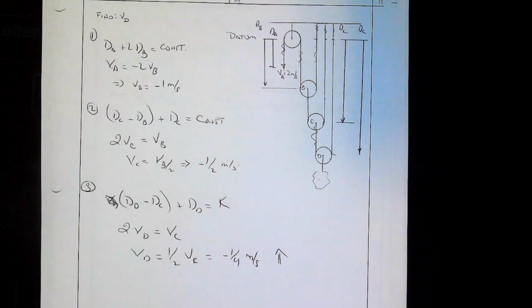2dC, because there's one here and one there, plus dB, equals a constant. Well, if I take the derivative, then I get 2vC plus vB equals 0. I can bring that to the other side if I want. So 2vC equals negative vB. And that makes sense. If B is going down, this is going up. If that's going down, B is going to go up. So they'll have opposite signs.